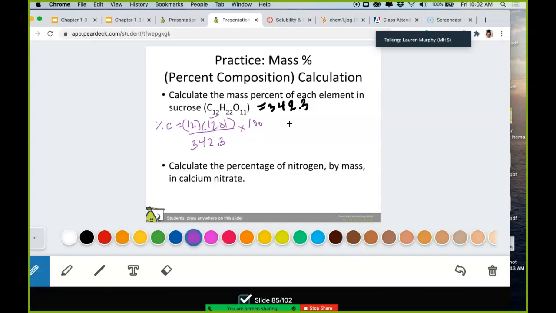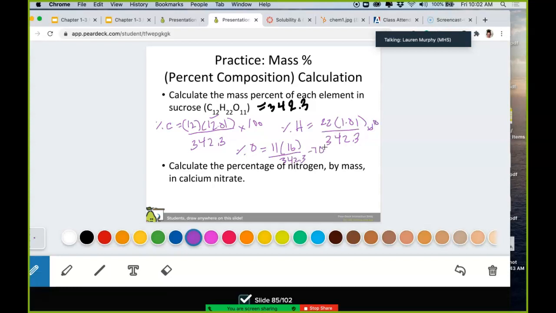Okay, and then you do it again for hydrogen. So hydrogen is, there's 22 of them. Each hydrogen's molar mass is 1.01 grams per mole, and the total molar mass is 342.3. And then you do it again for oxygen. So percent of oxygen is, there's 11 of them. Oxygen is 16. You divide it by 342.3. And then again, you multiply these guys by 100.